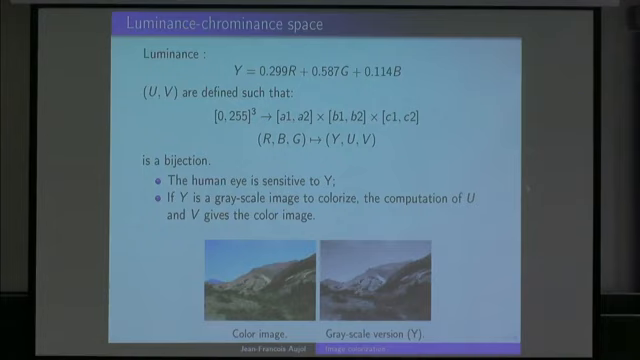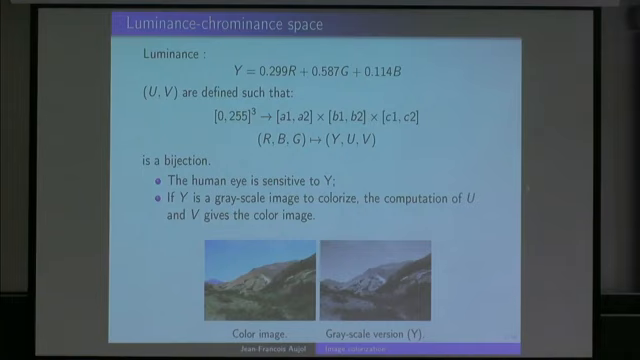And why is this luminance component so widely used? It's because the human eye is very sensitive to the luminance component of the image. So basically, if you have only the luminance component of the image, you already have a lot of information on the image. And you can complete the luminance component with the associated chrominance components, which I will denote by capital U and capital V. And you have a bijection from the classical RGB space to the YUV space.